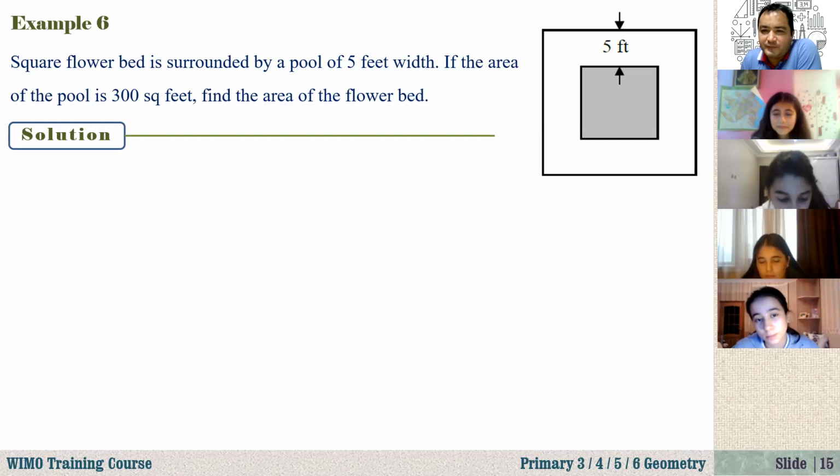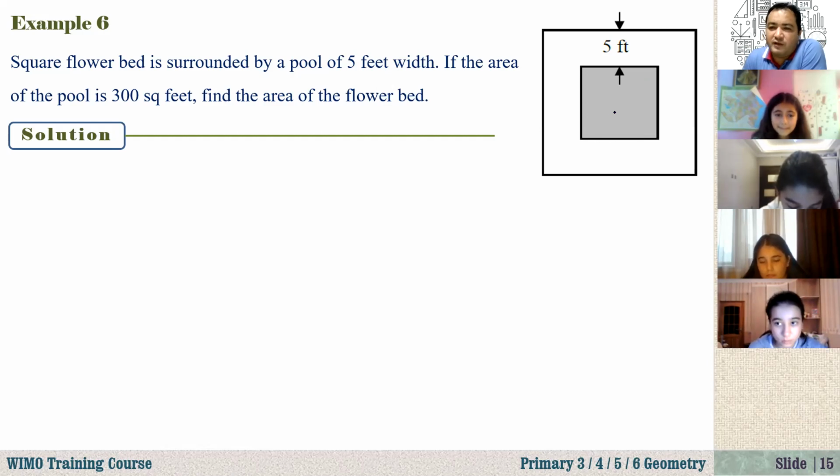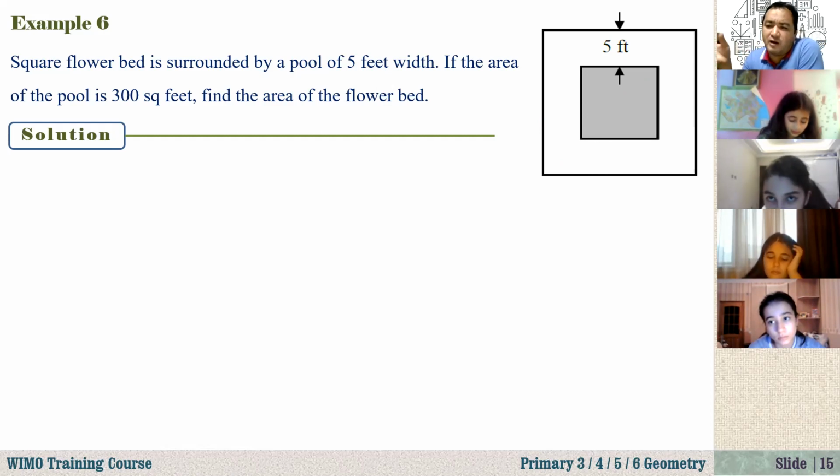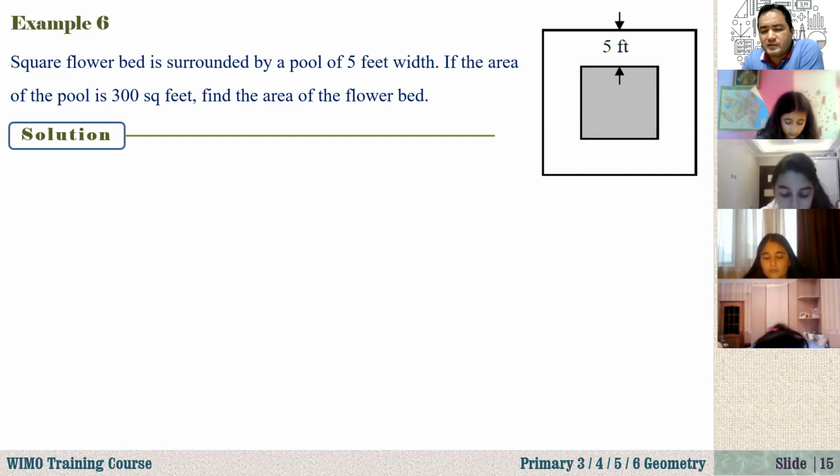Why is it so? Now, guys, as you see here, the flower bed is the shaded region, right? It is a kind of flower bed, and it is surrounded by some kind of pool. Maybe if you have ever visited some parks in Baku, usually we have flower beds. Flower bed means flower garden. And usually it is surrounded by some kind of pool. Sometimes it is rectangular shape, sometimes circular, or sometimes oval, but here it's a square shape.